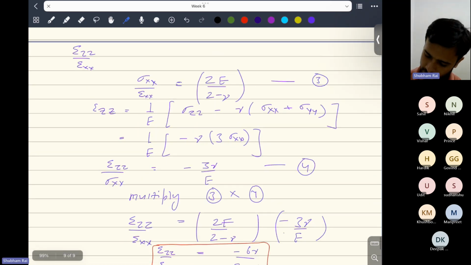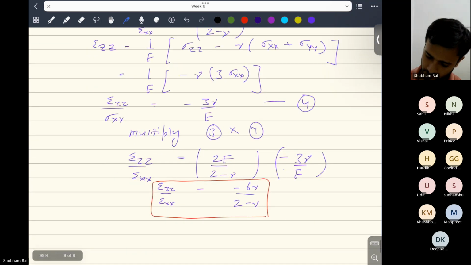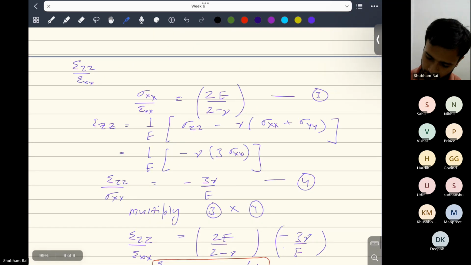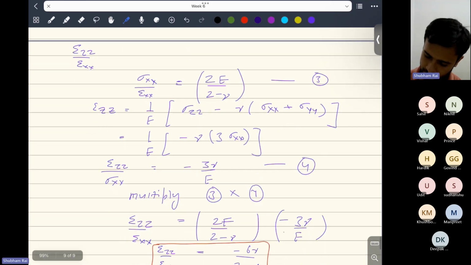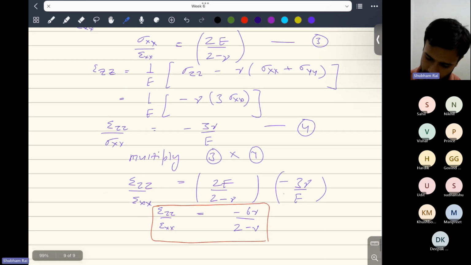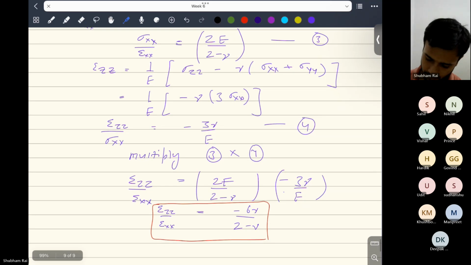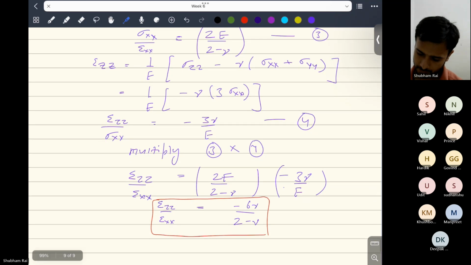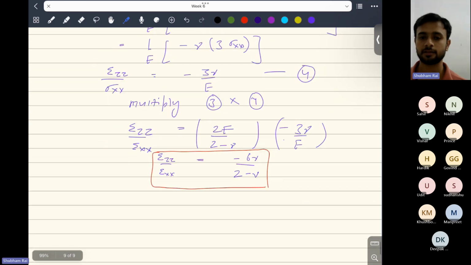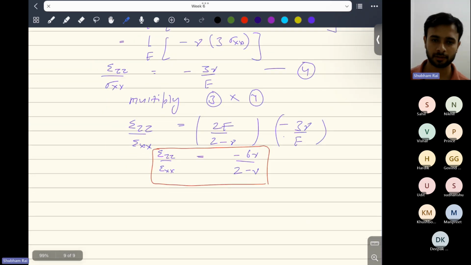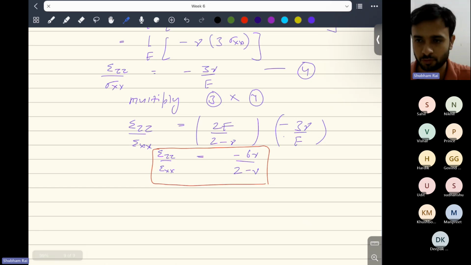And then I have here something. So 3. And then I have this expression. So I'm just multiplying this expression with this one. So sigma xx will get cancelled. Epsilon zz over epsilon xx. Okay, yeah, this is fine. Earlier I think I had some wrong answers beforehand.